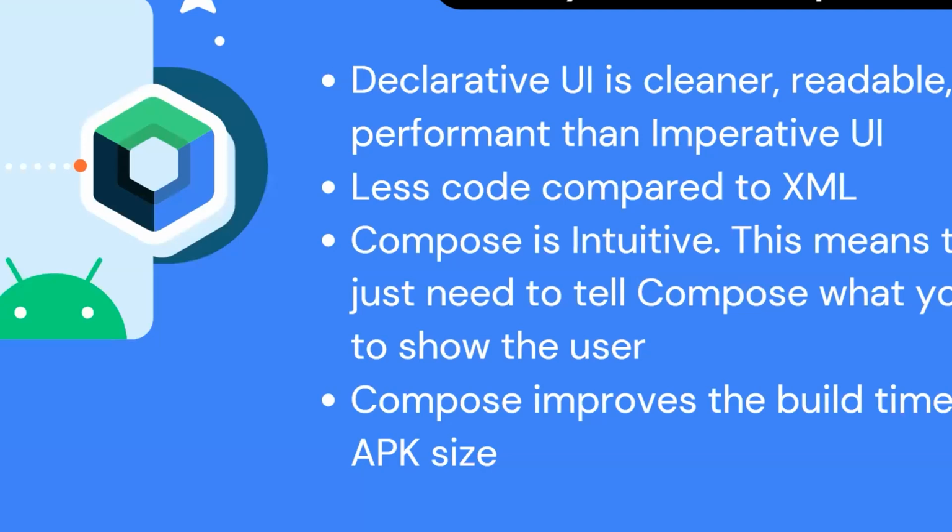Imperative UI over here means our traditional XML. That's the first point of advantage. The second is that there are a lot fewer lines of code. So less typing, more results. Are you with me, guys? Okay, sure. Next, Compose is a bit more intuitive. This means that you just need to tell Compose what you want to show the user. You basically tell it, yaar, ye dikha do, and Jetpack Compose will do it for you.